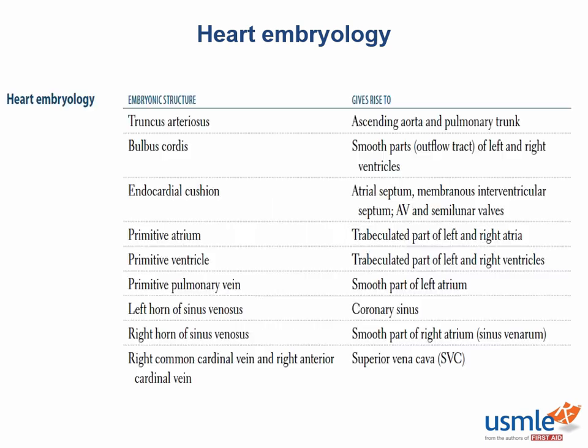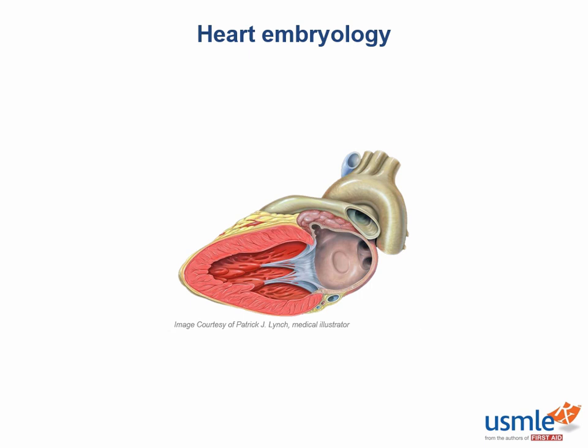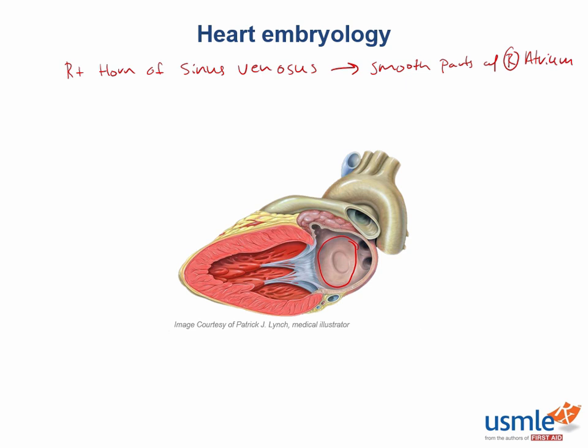Now next up, we're going to cover the primitive pulmonary vein and the right horn of the sinus venosus. And these will form the smooth parts of each atrium. And in this image, you can see an example of the smooth parts of an atria. Now to review again, the right horn of the sinus venosus will form the smooth parts of the right atrium, and the primitive pulmonary vein will form the smooth parts of the left atrium.